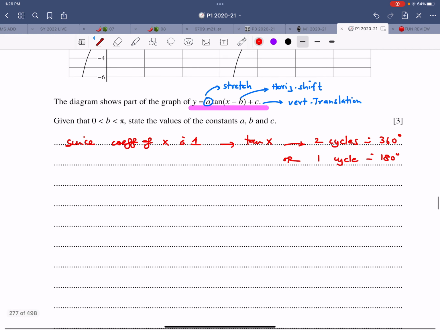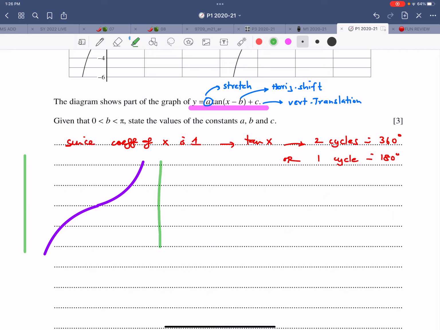Now, when we draw a normal cycle for a tangent, we have a graph like this, and the asymptotes that we know of are between minus 90 to 90. So basically, this is minus 90 degrees. Let me take a thin pen out. So this is minus 90 degrees to 90 degrees. That's how the asymptotes are. One cycle is stuck between two asymptotes. This is the first one and this is the second one.